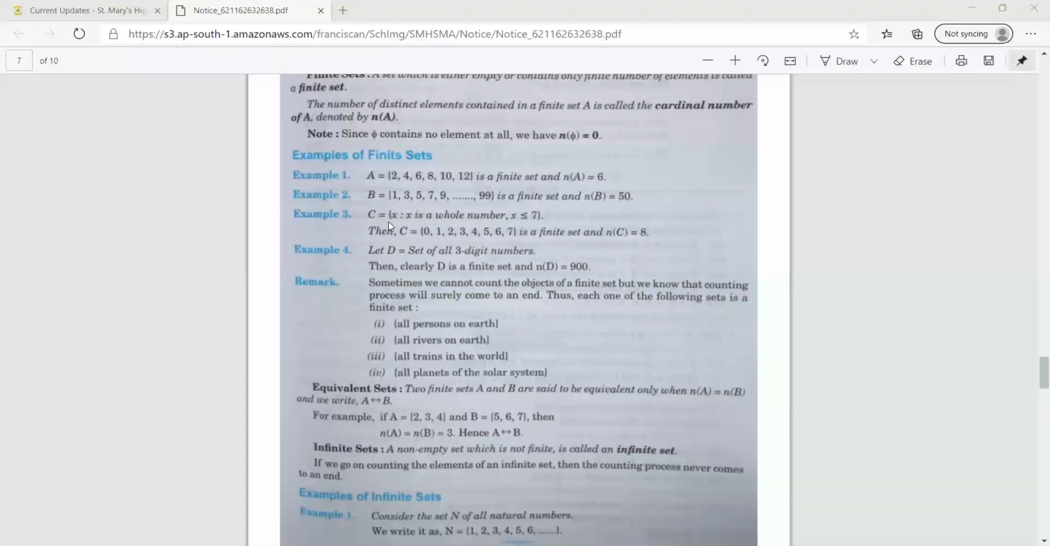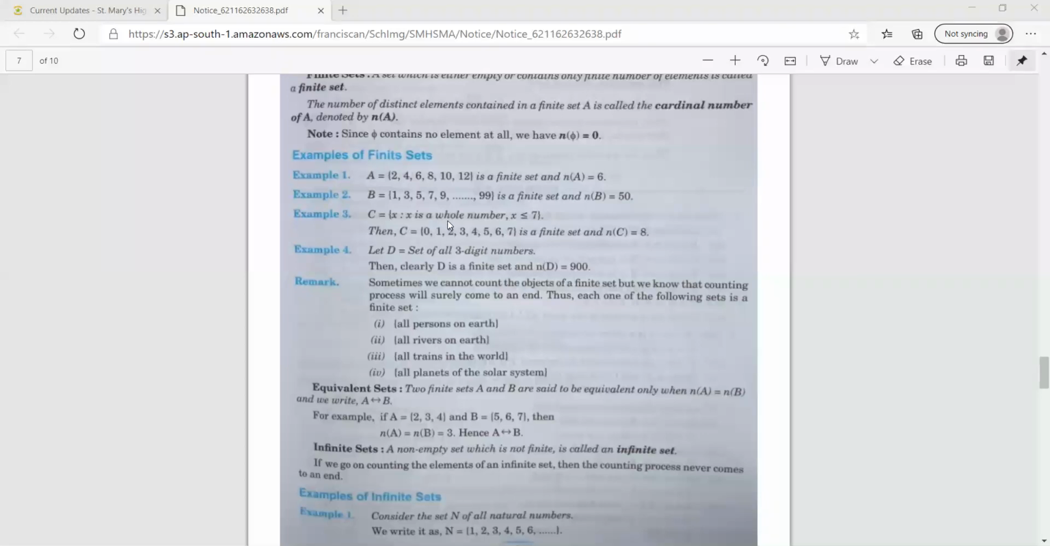Next, C equals {X such that X is a whole number and X is less than or equal to 7}. Now, how do you read this when there is a line below this less than? It is called less than or equal to. So the value of X is less than or equal to 7. First of all, X is a whole number. We know that whole numbers are 0, 1, 2, 3, 4, 5, 6, 7, all these. So we want whole numbers which are less than or equal to 7.